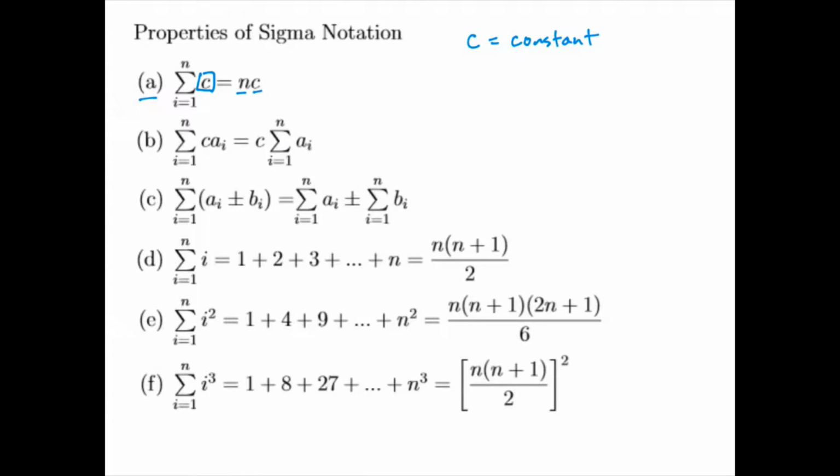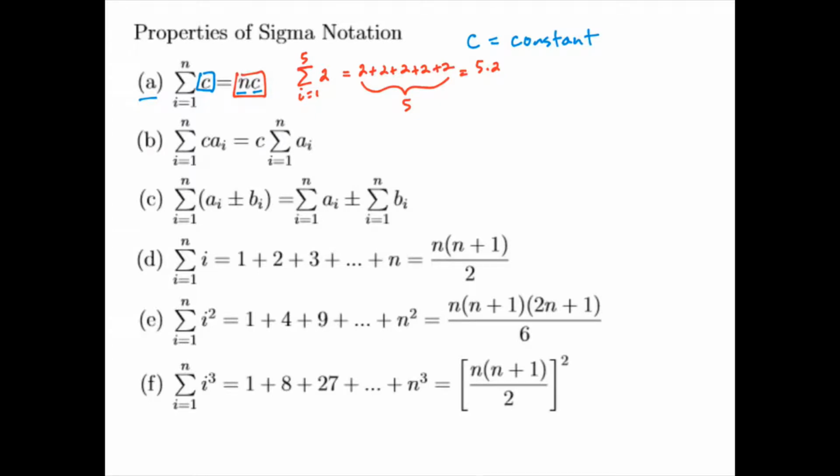Now to explain this, suppose we have I equals 1, and we're summing to the 5th term, or we're summing this 5 times, and our constant here is 2. What that means is we're going to say 2 plus 2 plus 2 plus 2 plus 2. So that is 5 terms. So another way of thinking about this is just 5 times 2. So that's what this n times c means.